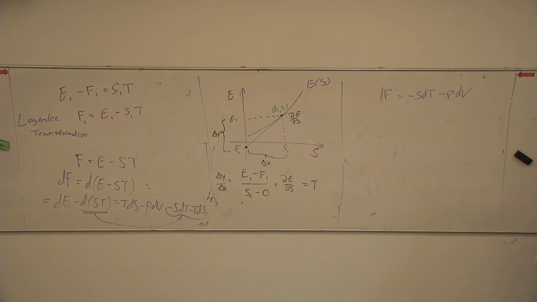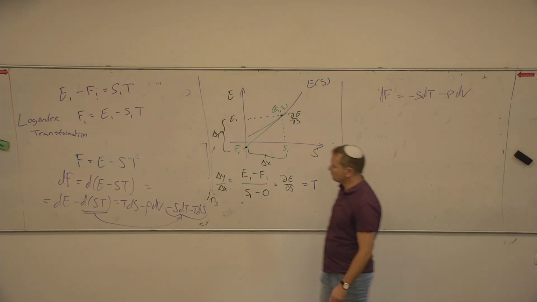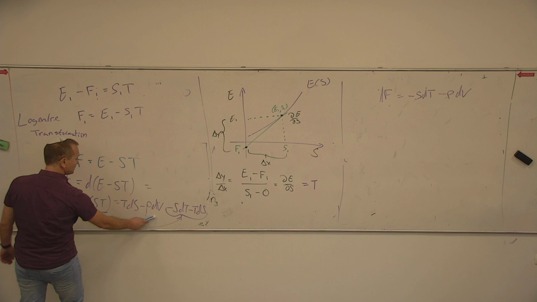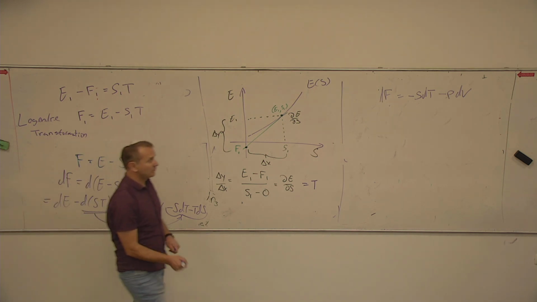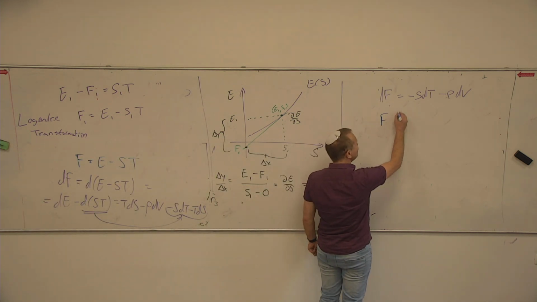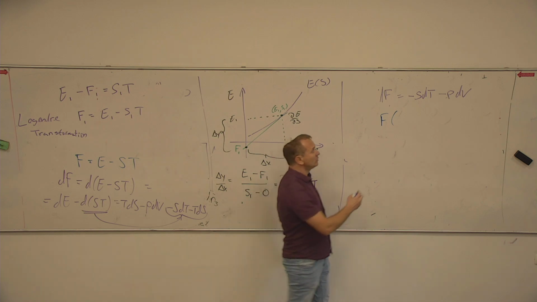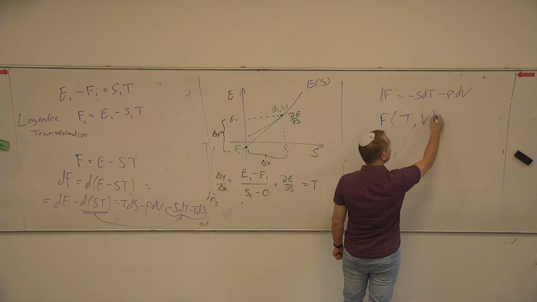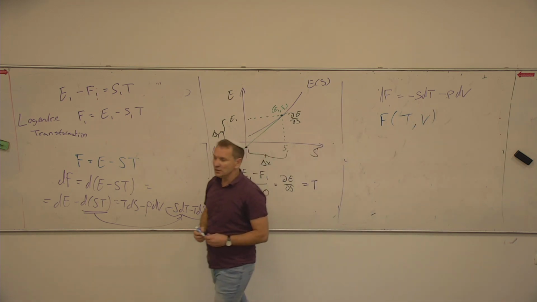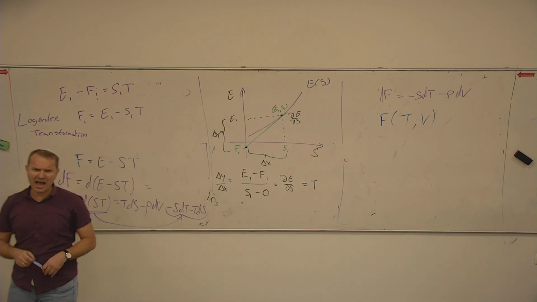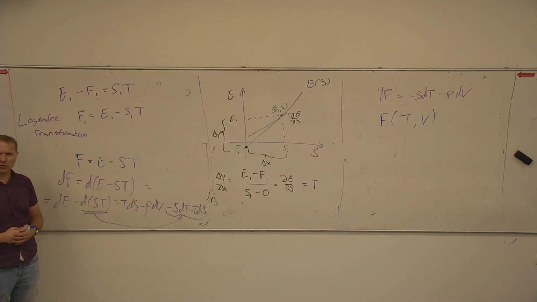Plus what? Where is d? Oh, instead of d, we have written TdS minus PdV. Okay. So what we obtained is that F is a function of what? Temperature and volume. Okay. So this is the point of why I have to perform this Legendre transform.